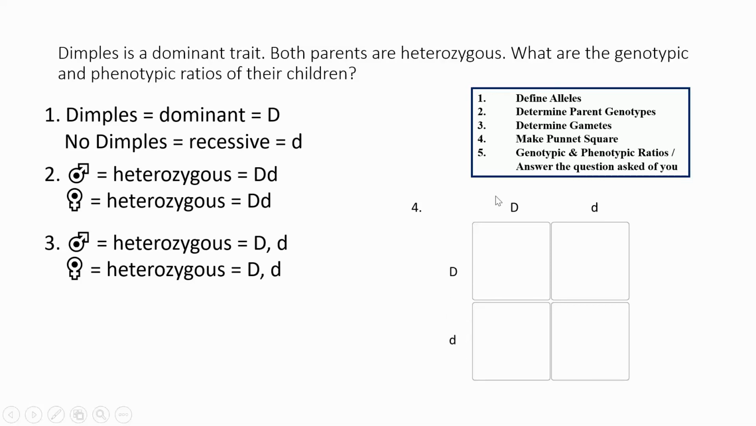So now we have to cross each of these boxes. We'll see if we meet here. We have a big D and a big D, so that'll be two dominant, or homozygous dominant. Here, big D, little d, and little d, little d. So there we go. So we see here, we have different genotype combinations here, and different phenotypes.